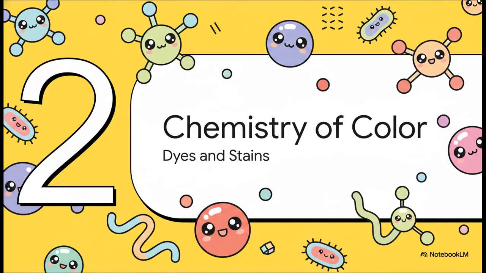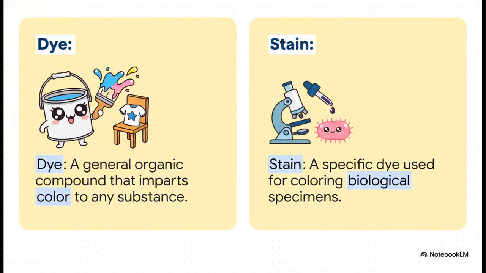Moving on to section 2, the chemistry of color. Let's look at dyes, stains, and the molecules behind them. Let's shift our focus to the microscopic chemistry that makes all of this possible. Now, you might hear the words dye and stain tossed around interchangeably, but in the lab, there's a distinct difference. A dye is a general organic compound, often a synthetic derivative of aniline, like coal tar dyes, and it imparts color to almost any substance. But a stain is highly specialized. A biological stain is a specific type of dye used exclusively for coloring biological specimens, like our little semi-transparent microorganisms.